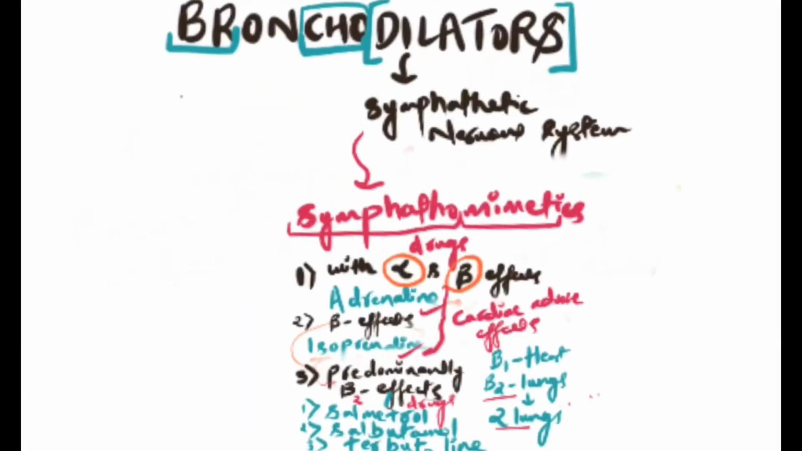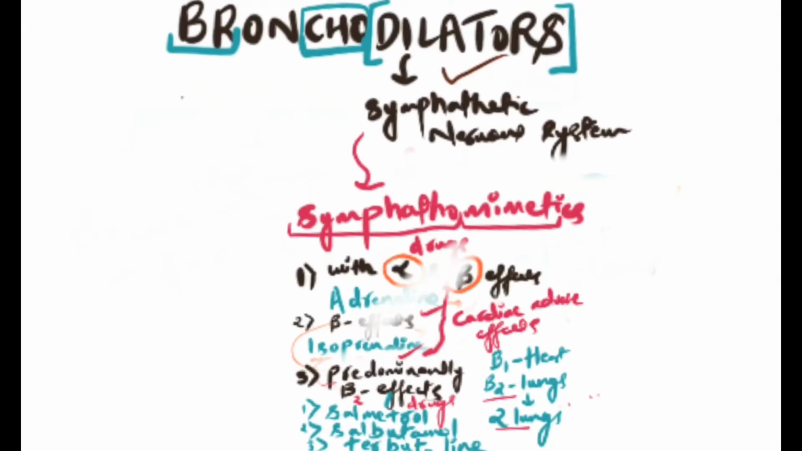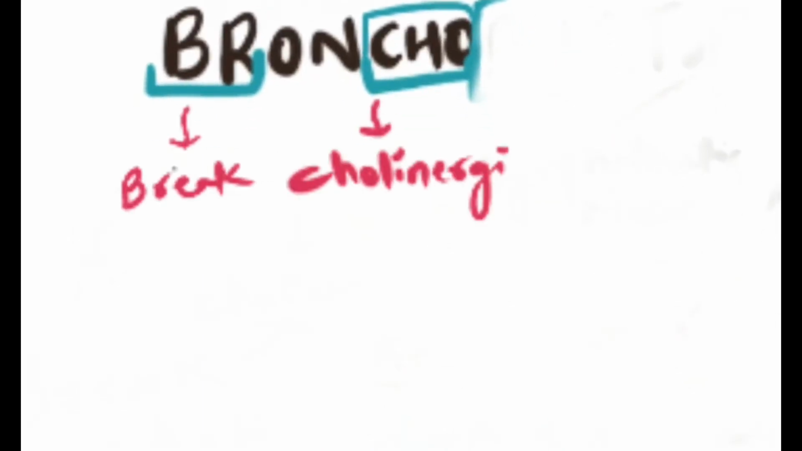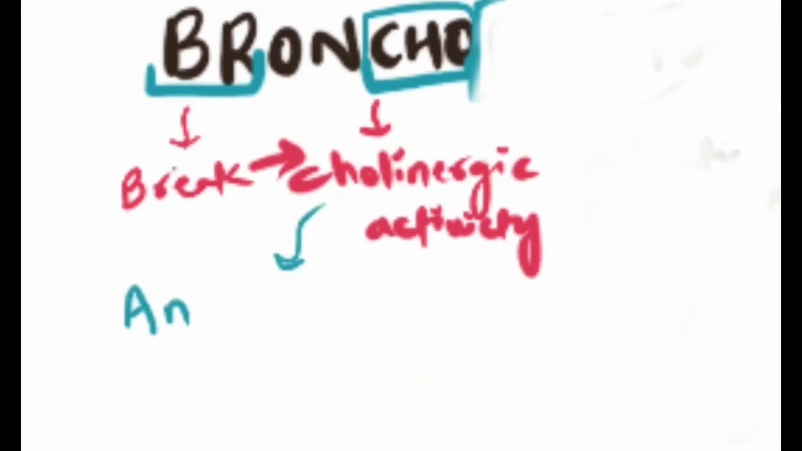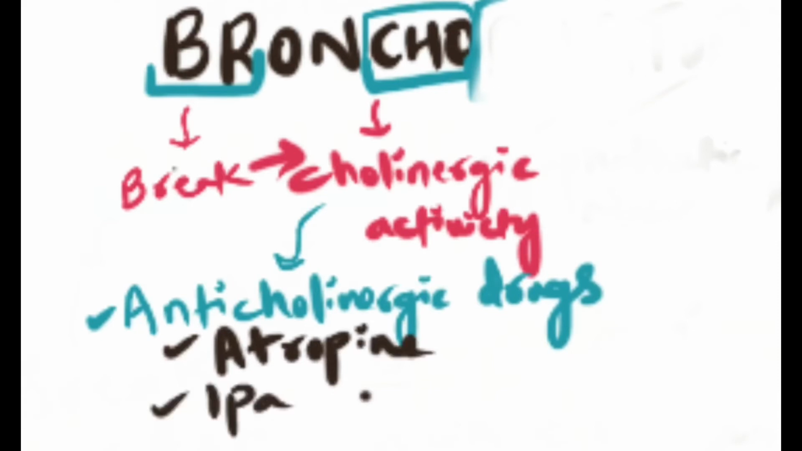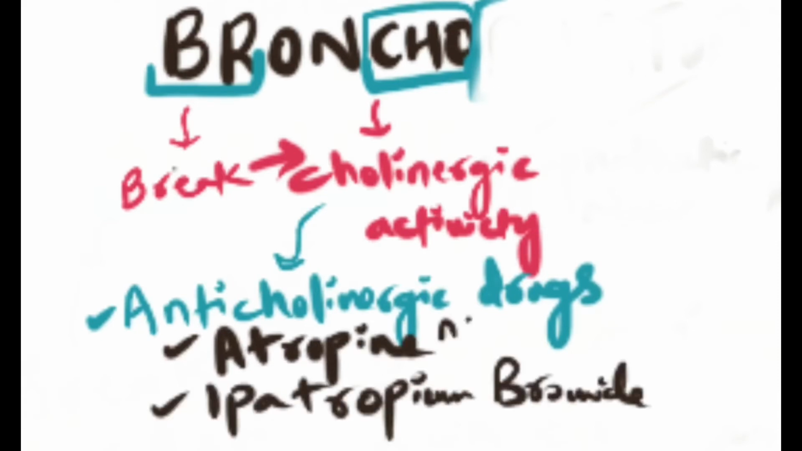So we are done with the sympathomimetics part of the bronchodilators. Now let's remove the dilators from B, R and CHO portion. From B, R, remember break, and from CHO you can remember cholinergic. So break the cholinergic, therefore anticholinergic drugs will also come under bronchodilators for bronchial asthma. Under anticholinergic drugs we have atropine, methotrexate and ipratropium bromide.